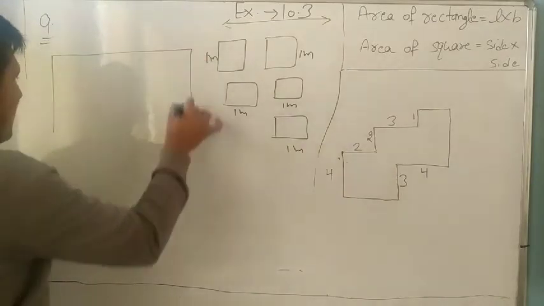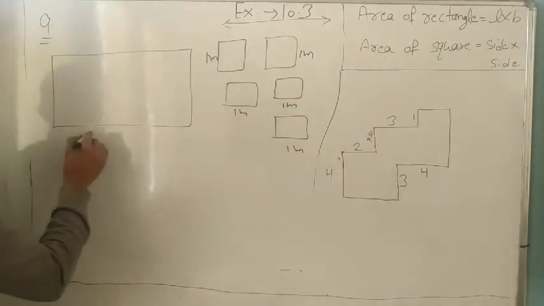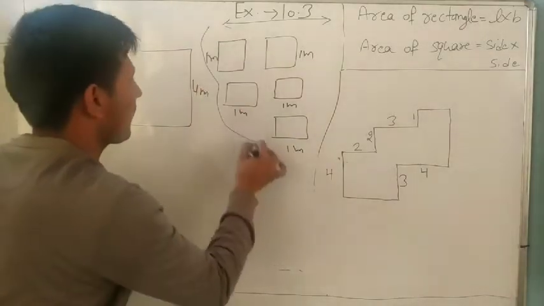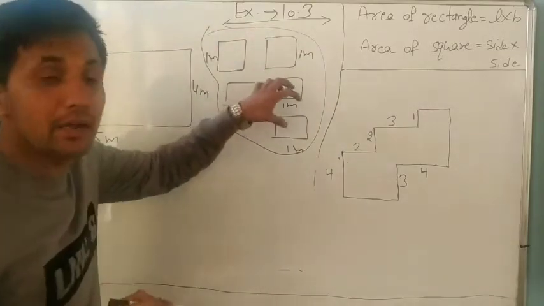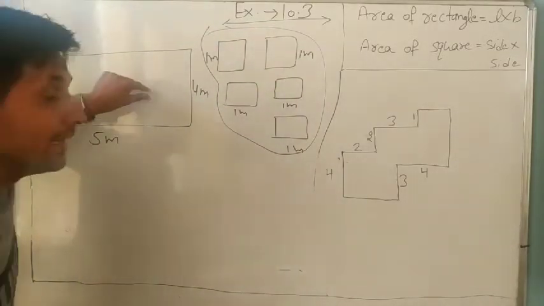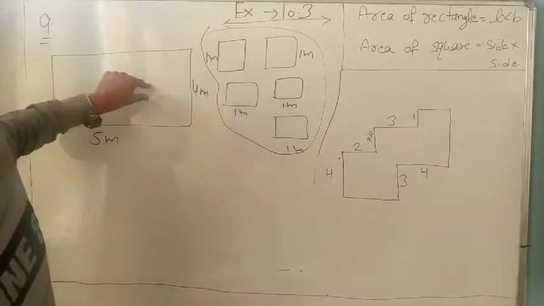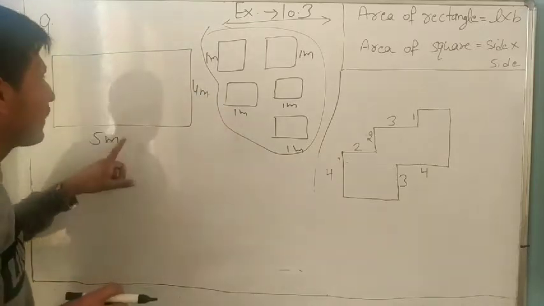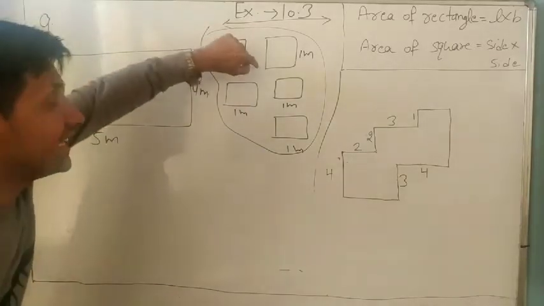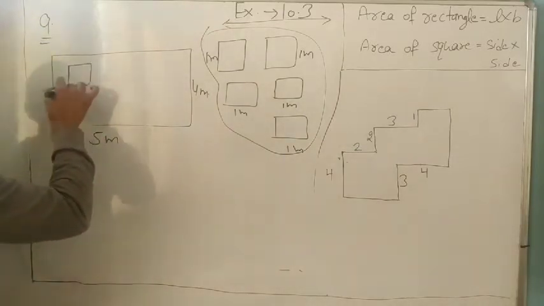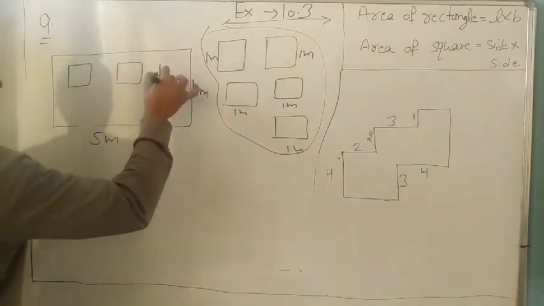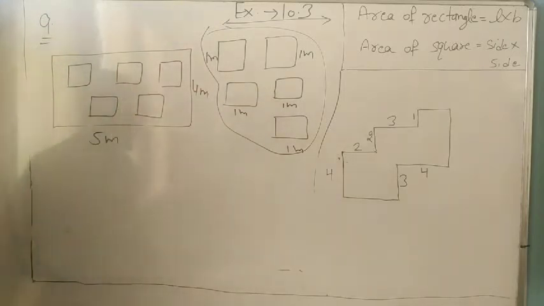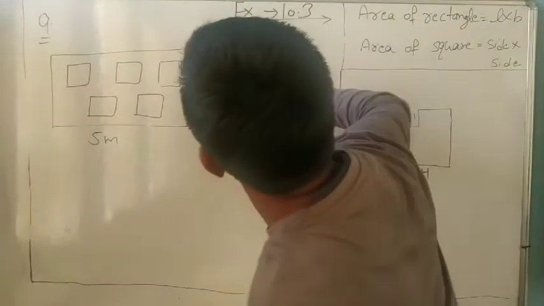We have a land which is 5 meter long and 4 meter wide, and all these flower beds are dug in. What is given is a land whose length is 5 meter and breadth is 4 meter. It means these flower beds are dug here: 1, 2, 3, 4, 5. Same as question number 8.